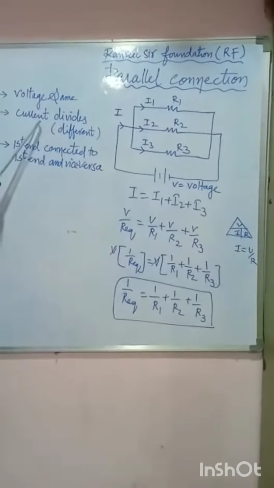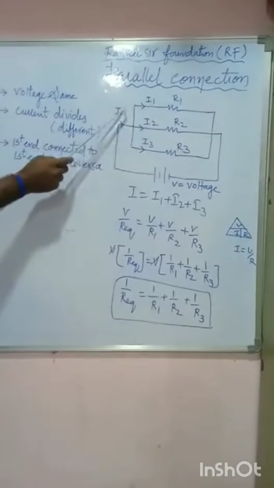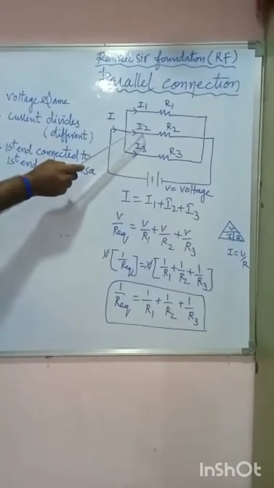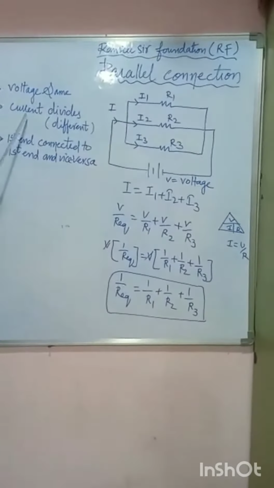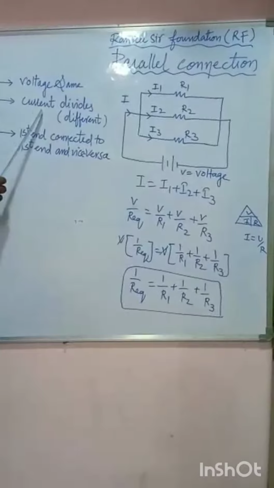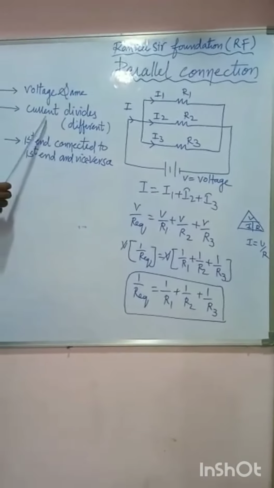The current is dividing here. So the current is different. See, current here I is dividing into I1, I2 and I3. Whereas in series the current was not dividing. Here the current is dividing. So whatever it is different or whatever it is dividing, that we need to take the formula.